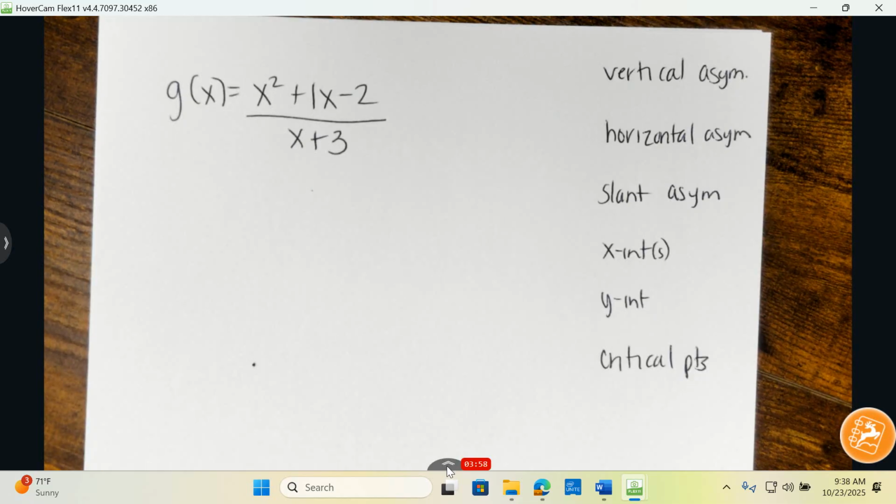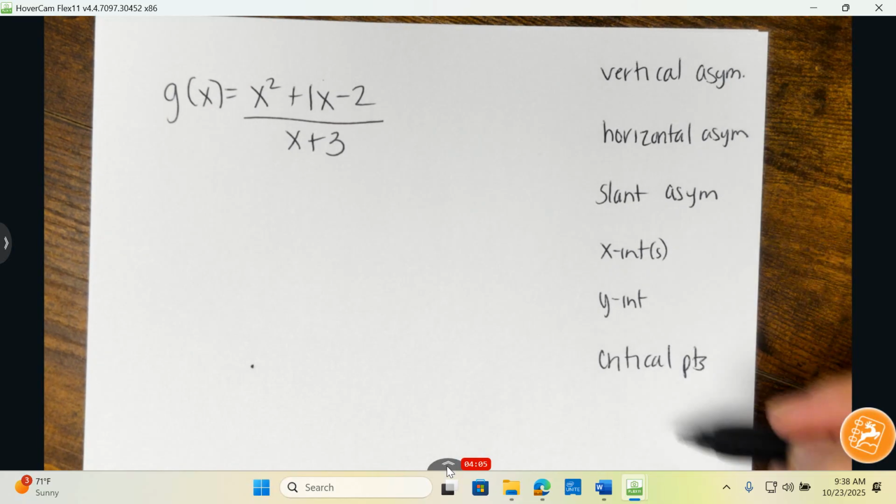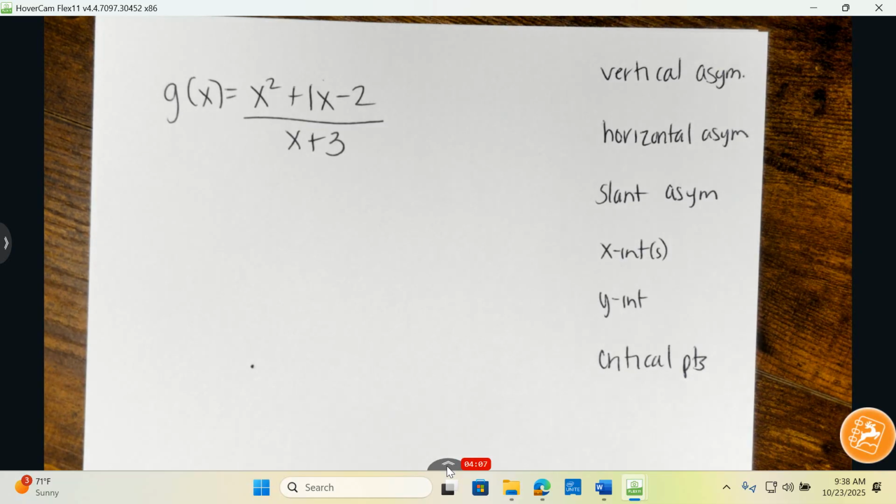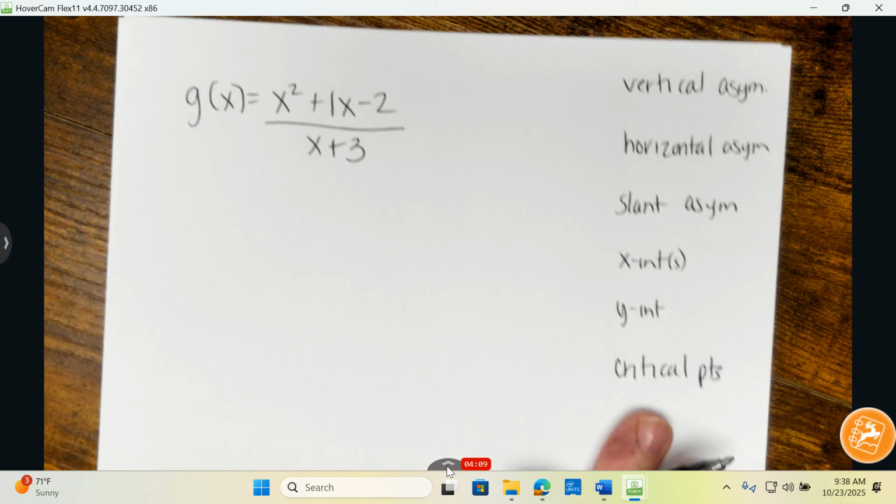The first problem today, we're going to take this new skill and apply it as we accurately sketch the graph of this rational function. And here are the things that we're going to have to identify. So let's start. The very first thing we always do is, if possible, we're going to factor this.